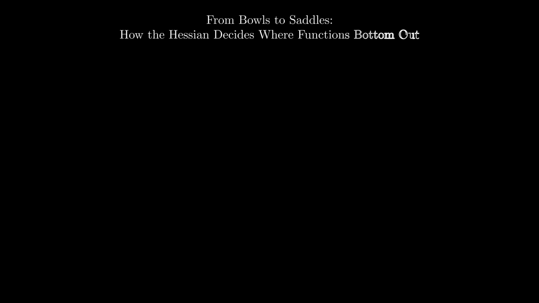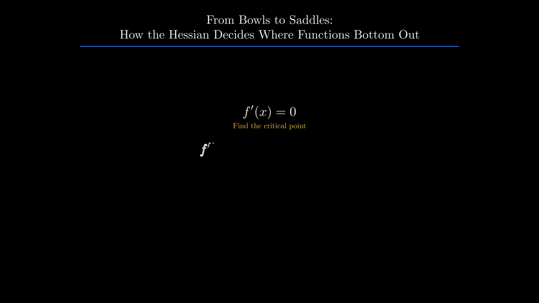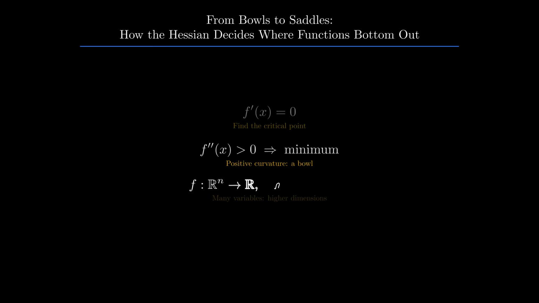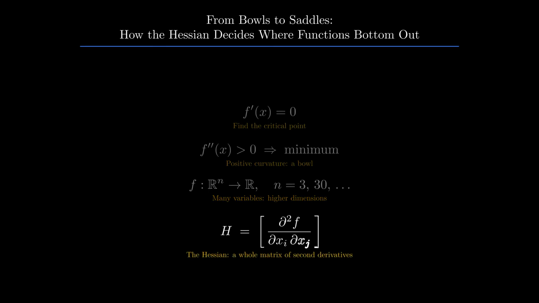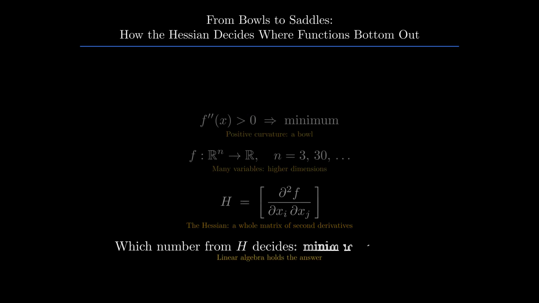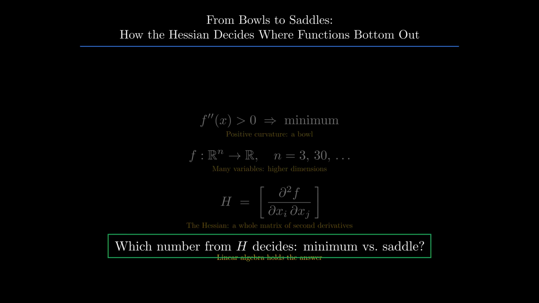In single variable calculus, finding a minimum is easy. Set the derivative to 0, check that the second derivative is positive, and you're done. But what if your function lives in 3 dimensions or 30? You no longer have just one second derivative. You have a whole matrix of them. Today we'll see which number to check and why linear algebra holds the answer.